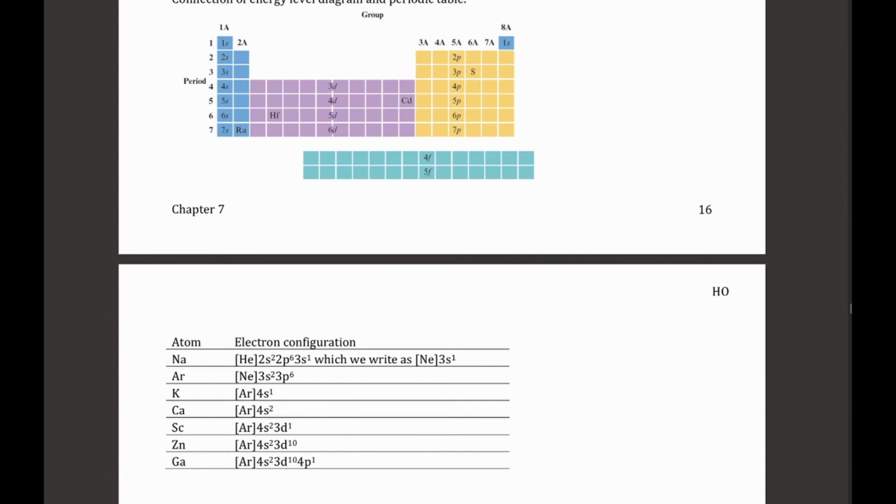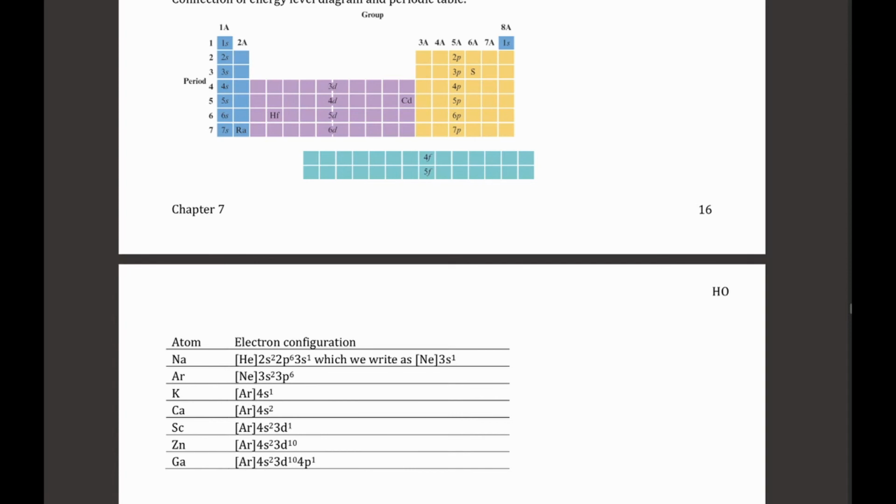So after argon, we have potassium. The electron configuration for it would be the noble gas coming before it, argon, and then it is in row 4, and all of the elements in that 1A column have one electron in their s atomic orbital, their outermost s atomic orbital. So potassium, row 4, would have the electron configuration argon 4s1.